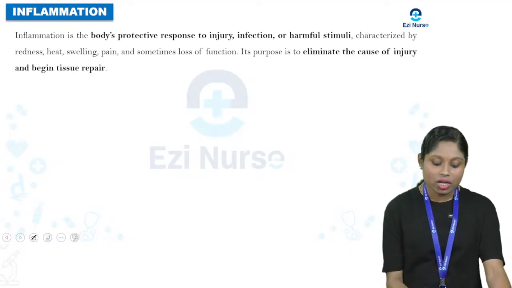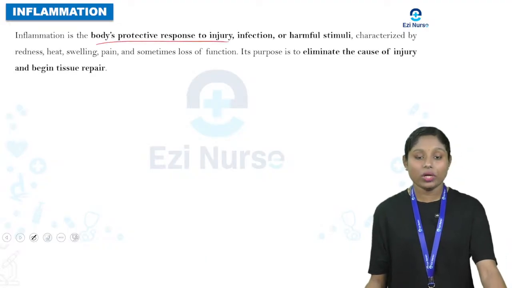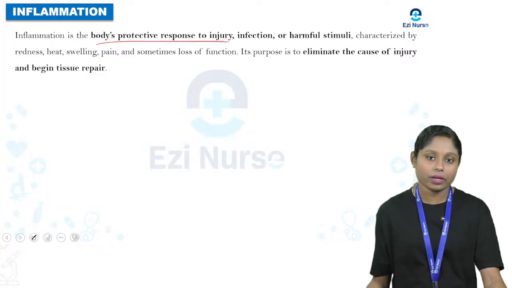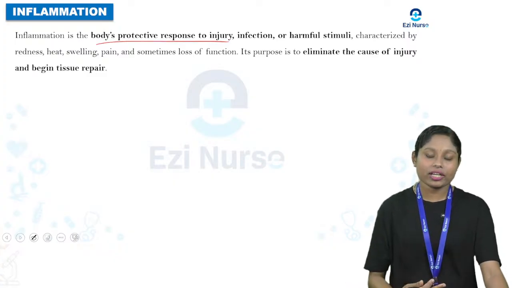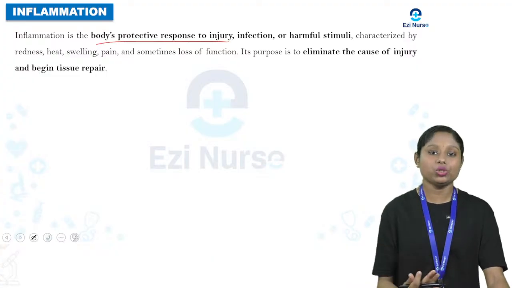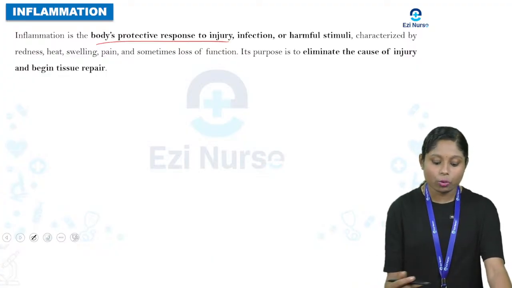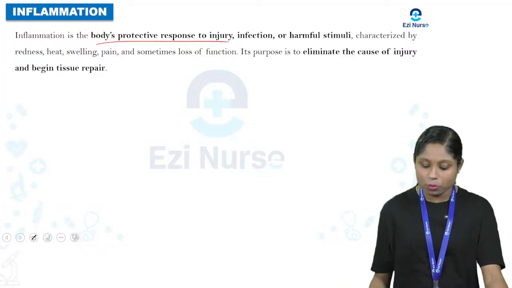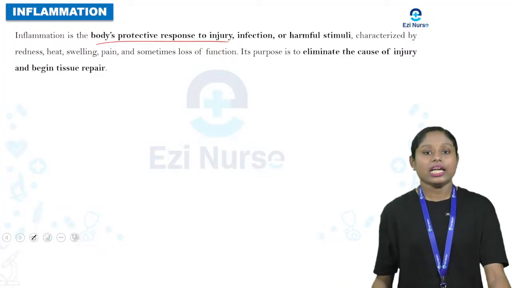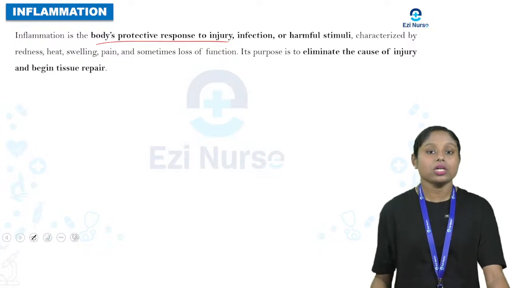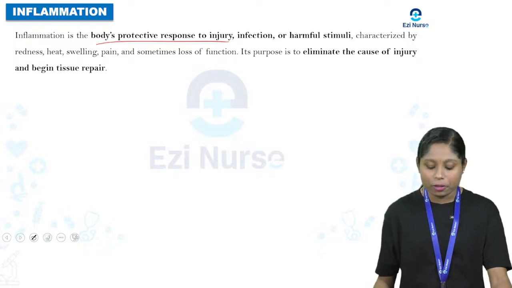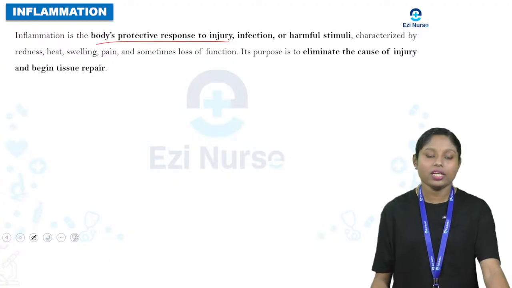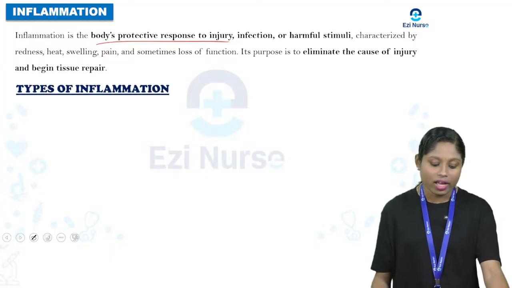So what is inflammation? It's the body's protective response to injury, infection or harmful stimuli. Our own body's protective reaction to an injury is what is called inflammation. It is characterized by redness, heat, swelling, pain and sometimes loss of function. Its purpose is to eliminate the cause of injury and begin tissue repair. So that is why inflammation occurs.